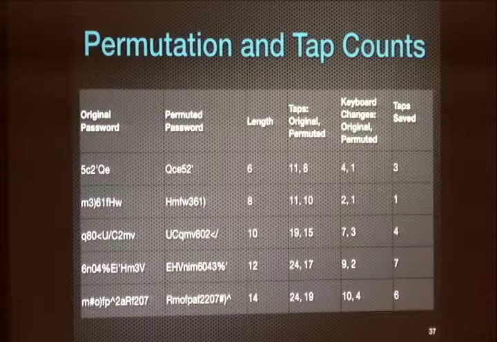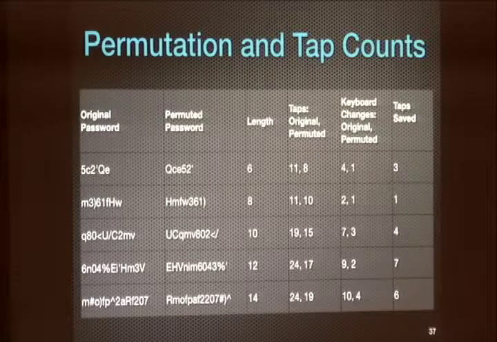All right, so the original password is on the leftmost column, followed by the permuted password next to it. These are a subset of the 10 passwords from the previous studies I was talking about. These are just 5, but you can see they range in length from 6 to 14. And the next column, you'll see taps: the number of taps for the original starting password, followed by the number of taps for the permuted password. And then keyboard changes is what's really important here. Again, you'll see original followed by permuted.